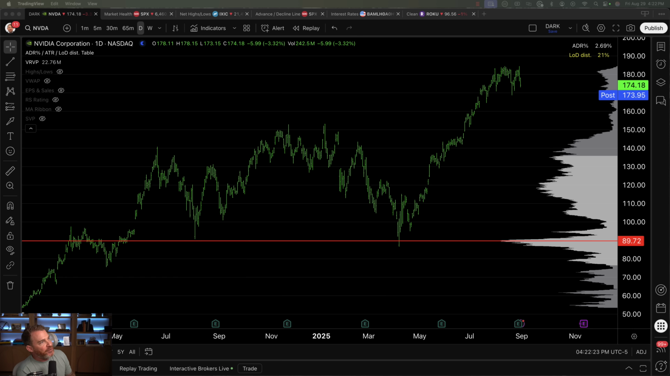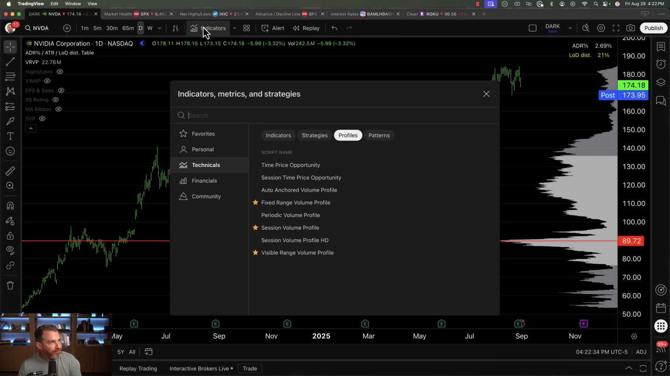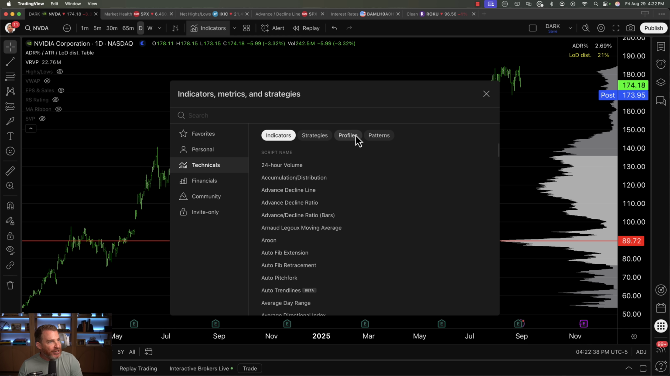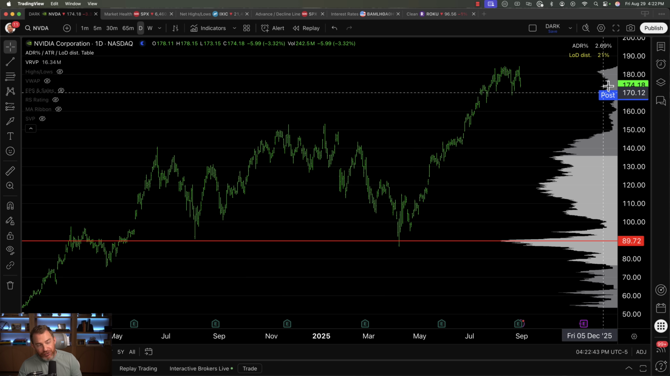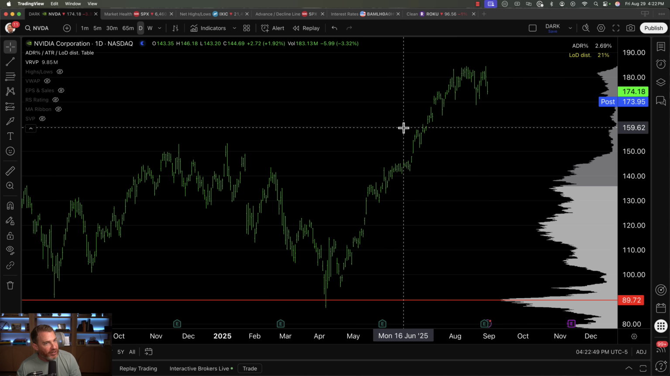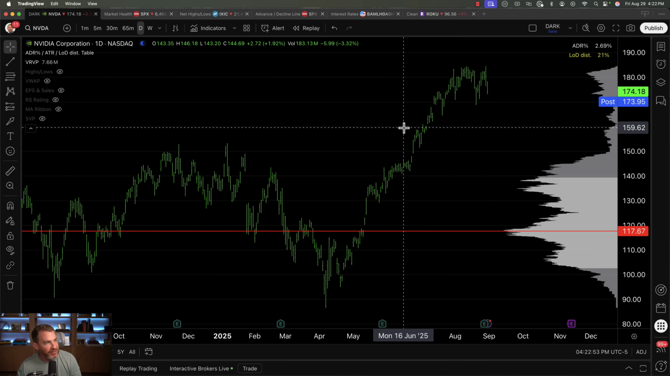Now, what you're looking at here is a daily chart of Nvidia, and I've put what's known as a visible range volume profile on the chart. That's this over here in white, and if you're using TradingView, you'll just go to Indicators, click over here on Technicals, and it's found under Profiles here, Visible Range Volume Profile. And it's just like it sounds. It puts up a profile for the total visible range on the chart. So if you notice, when I scroll in, watch that profile, it's going to change.